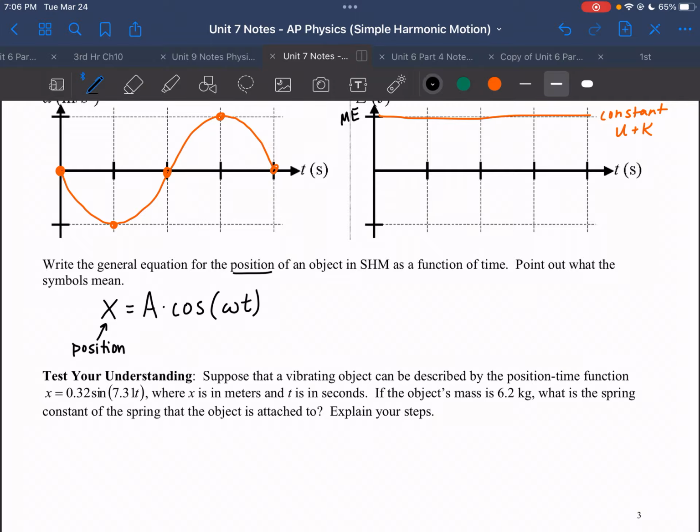You can often write this as a function like this. This would be a function, kind of like f of x, a function of time. So if you see that, that means the same thing. You're not multiplying by time here. It's just writing it in that f of x notation.